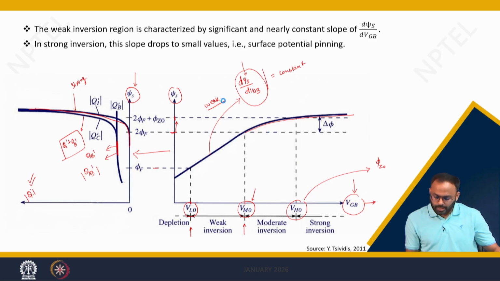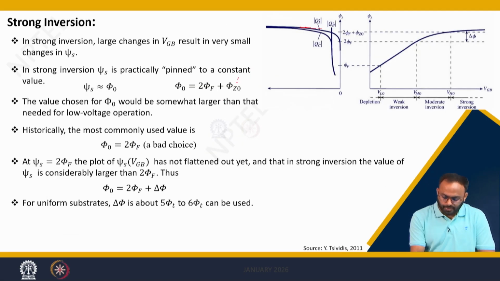Now, let us get some insight into the value of phi z0. As we said, phi z0 is some n times phi t. It means exactly at 2 phi f the charge is not exponentially rising. Exactly at this point there will be a charge, but after this point it is an exponential rise, and hence inversion charge rises up. But the bad practice is that we take this value as 2 phi f only. So, for psi s equal to 2 phi f, it is a bad choice, but historically we use psi s equal to 2 phi f and we say that the surface is inverted.